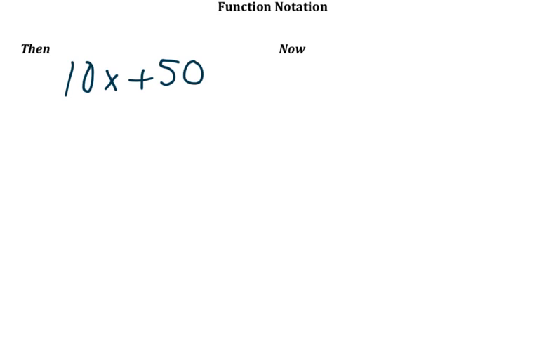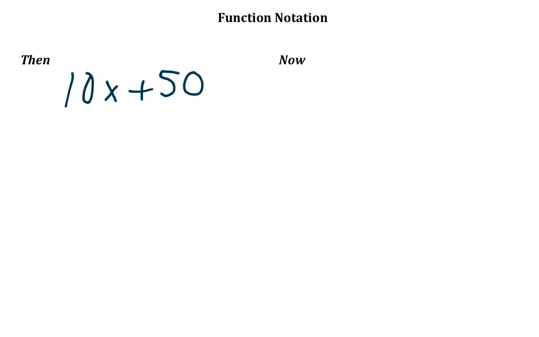You know, I think these are fun problems. So let's talk about then versus now. Let's say you were being paid $10 per hour. So I'll treat X as the number of hours. And then you were going to get $50 upon completion of the project or whatever. Or maybe at the start of the project as a down payment for your work.